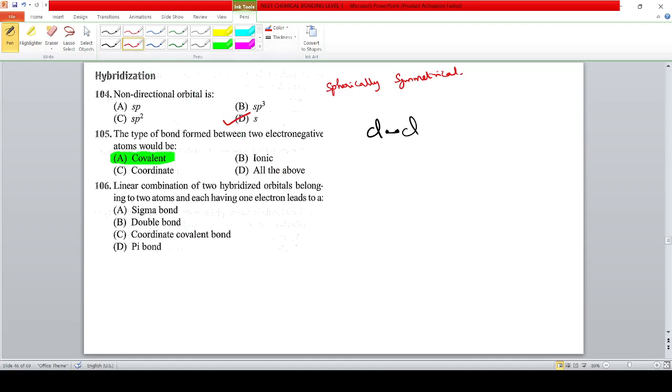Right, next, linear combination of 2 hybridized orbitals belonging to 2 atoms, each having 1 electron. Listen carefully. This is a hybridized orbital of one atom, and this is another hybridized orbital of another atom. Each has 1 electron. That means they will overlap head-on with each other and form a single bond. That single bond is called a sigma bond. They will not form a double bond, a coordinate bond, or a pi bond. So the exact answer for the question is only option A.